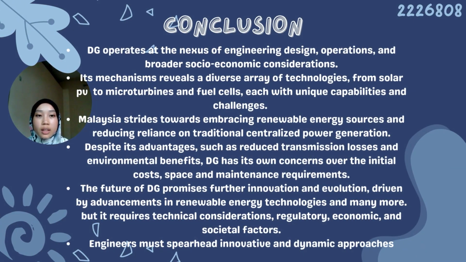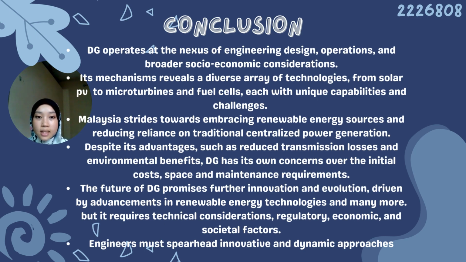So, in conclusion, the exploration of distributed generation, or DG, unveils a landscape of interconnected factors that is pivotal for the future of electrical power systems. DG operates at the nexus of engineering design, operations, and broader socio-economic considerations. Understanding its mechanisms reveals a diverse array of technologies from solar PV, wind turbines, microturbines, and fuel cells, each with unique capabilities and challenges. These technologies, when integrated into existing power grids, offer a shift towards decentralized energy production and consumption.